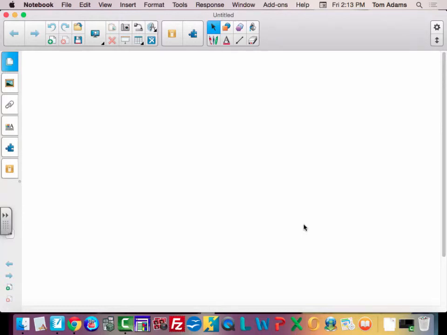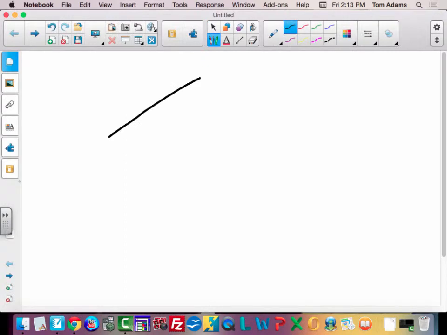Problem number 16. One leg of a right triangle is twice as long as the other. So I have a right triangle where this side, x, is twice as long as this side.